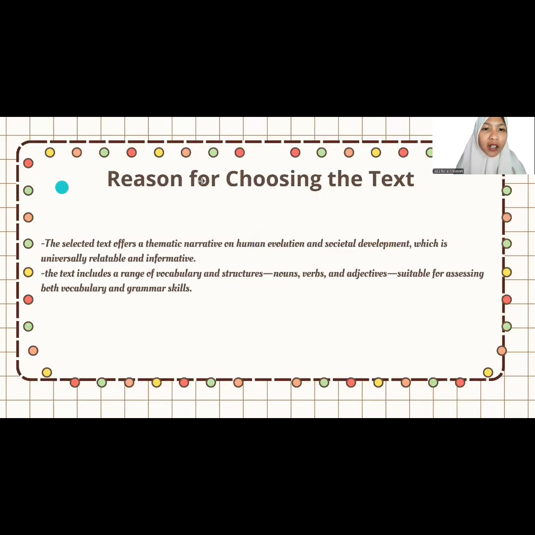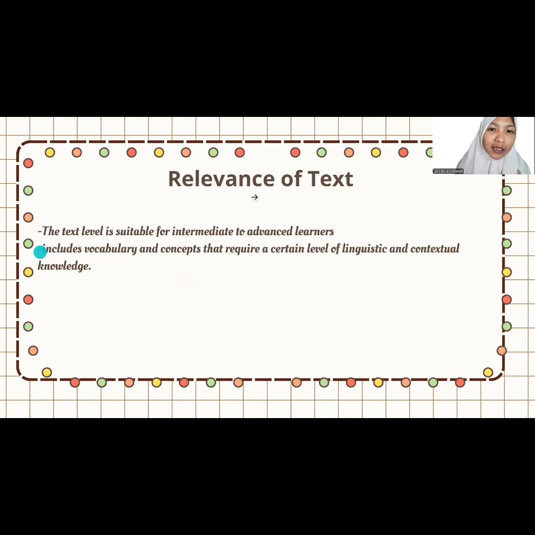Justification. Reason for choosing the text. The selected text offers a thematic narrative on human evolution and social development, which is universally relatable and informative. The text includes a range of vocabulary and structure, nouns, verbs, and adjectives, suitable for assessing both vocabulary and grammar skills. Relevance of text. The text level is suitable for intermediate to advanced learners, and includes vocabulary and concepts that require a certain level of linguistic and contextual knowledge.